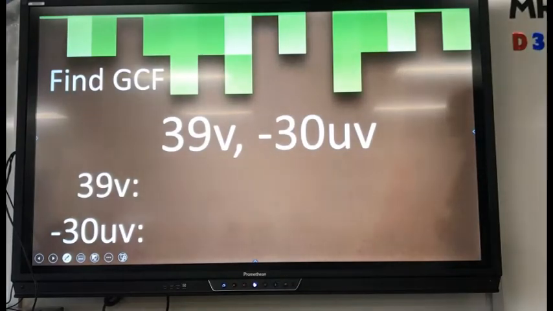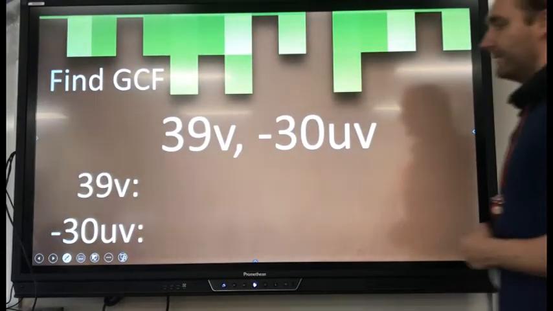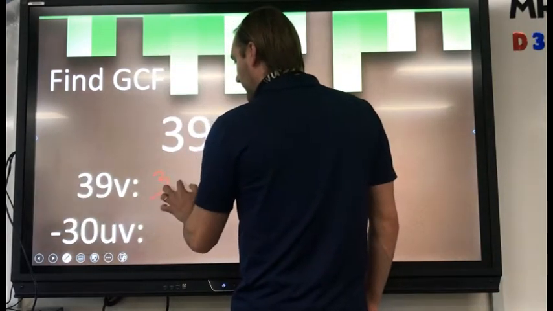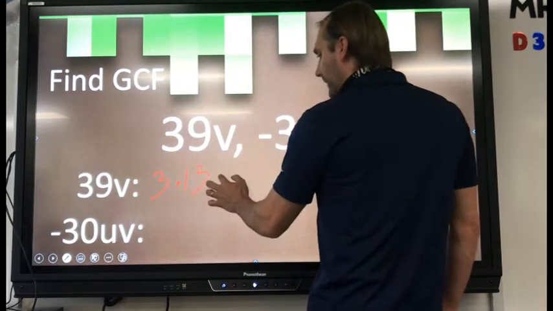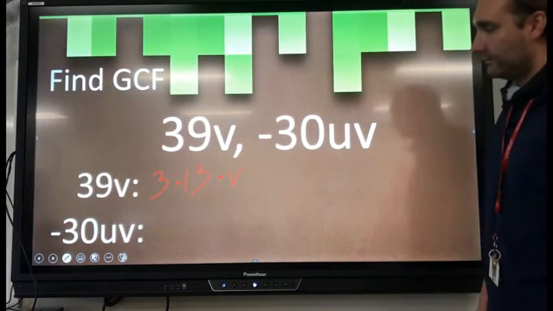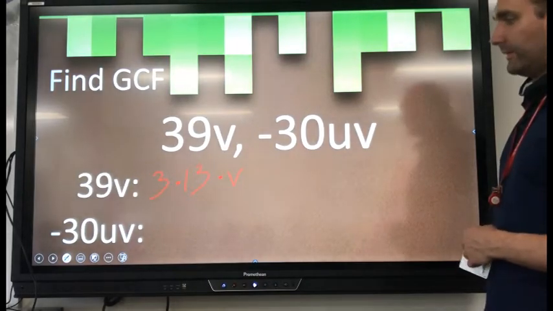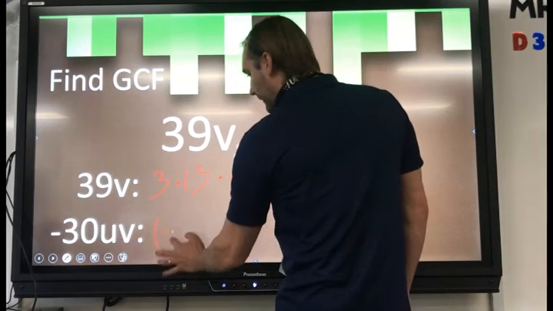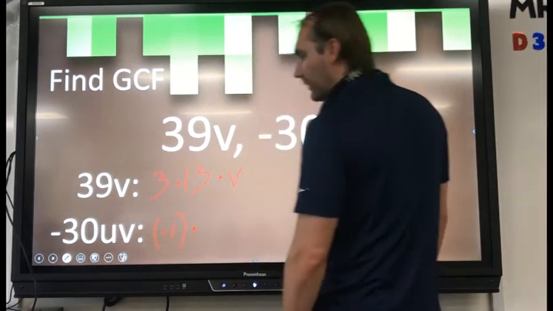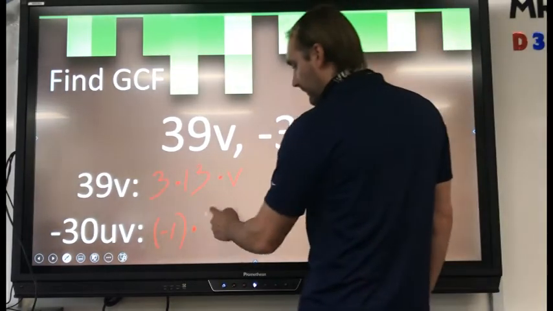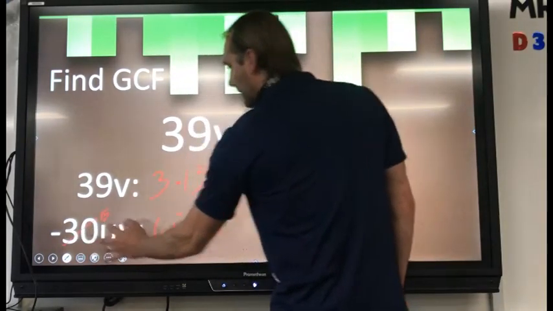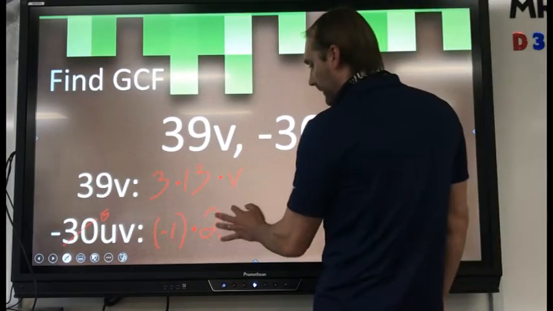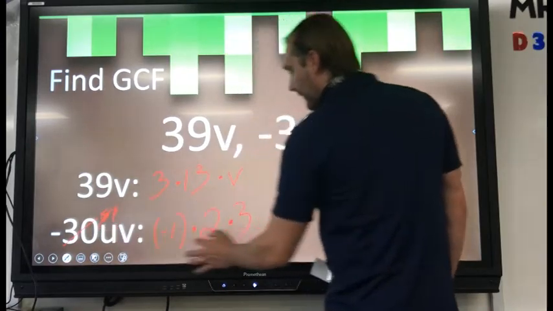Now let's introduce variables, which is easier than the numbers, I promise. We already saw 39 as 3 times 13, but now I'm also multiplying by v. So 39v is 13 times 3 times v. Negative 30uv. I'll write the negative as a negative 1 times 30. Does 2 go into 30? Yes. How many times? 15. Does 2 go into 15? No. Does 3 go into 15? Yes, 5 times, which is prime.